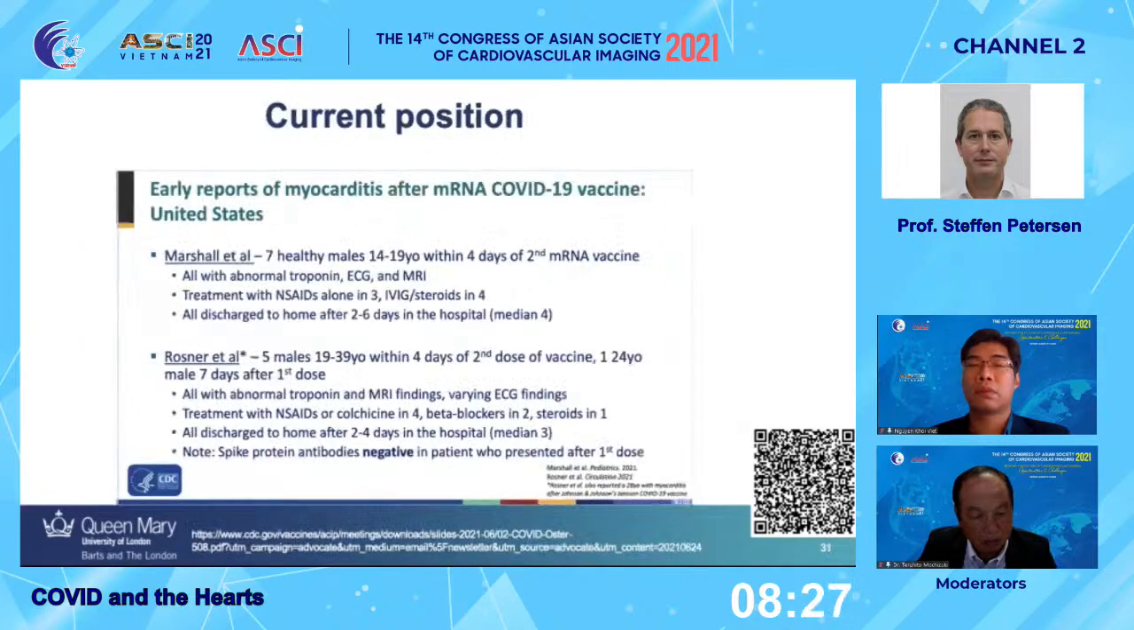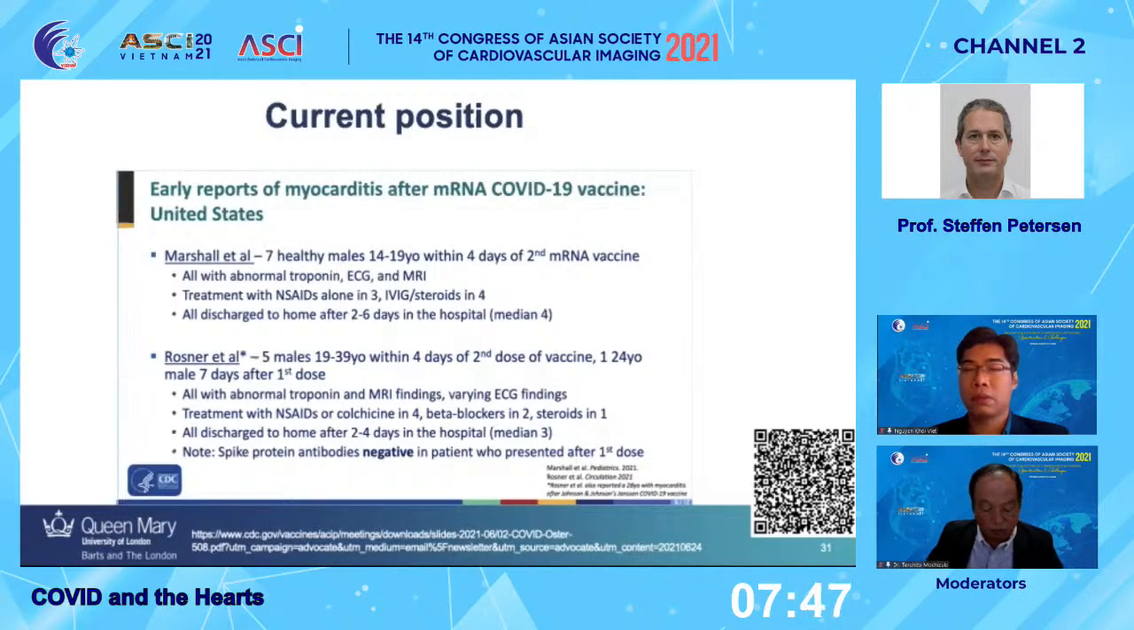The next 2 slides show you 4 early reports of myocarditis after messenger RNA COVID-19 vaccine. Marshall and Rosner reported United States data. Marshall described 7 healthy males, 14 to 19 years of age, within 4 days of the second messenger RNA vaccine, all with abnormal troponin, ECG, and MRI. Treatment was with NSAIDs alone in 3 and IVIG and steroids in 4. All were discharged to home after 2 to 6 days in the hospital with a median of 4.